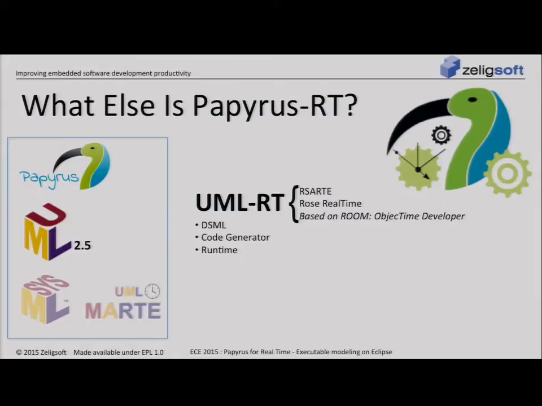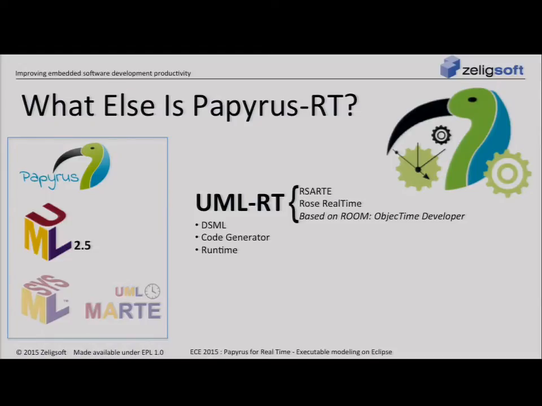UML-rt is a methodology that has a long background. It started up as Room, and then it morphed into other tools. Room was implemented by Object Time Developer, and there's also a Room implementation in eTrice, another Eclipse project. And then it morphed into ROSE Real-Time and RSA Real-Time Edition.